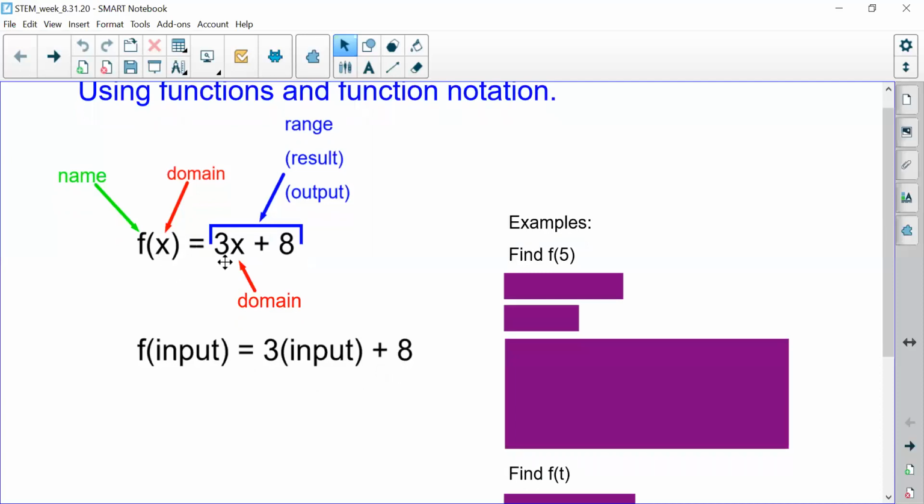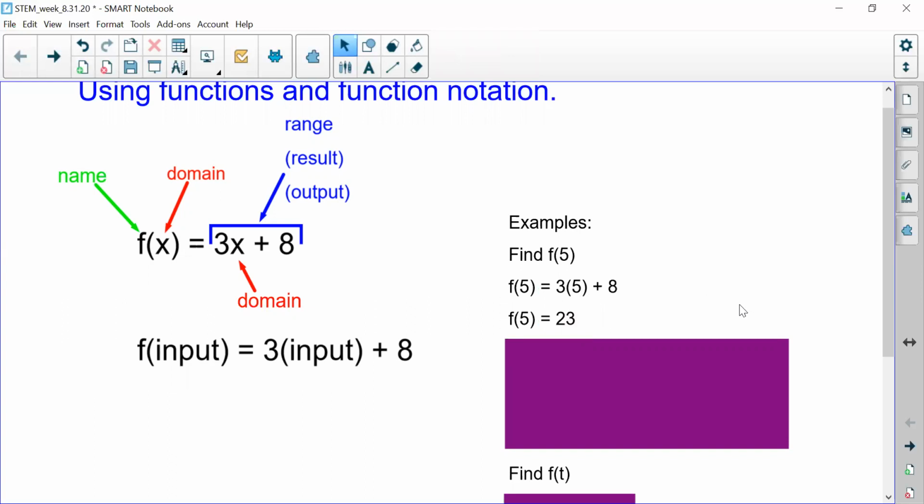Now, instead of just saying x, it's worth thinking in your head, replace the word x with the word input. Instead of saying f of x, think f of the input equals 3 times the input plus 8. So whatever you replace x with is going to act as the input. For example, 5. If you replace x with 5, this becomes 3 times 5 plus 8, because 5 is the input. 3 times the input plus 8. And 3 times 5 plus 8 is 15 plus 8, which is 23.